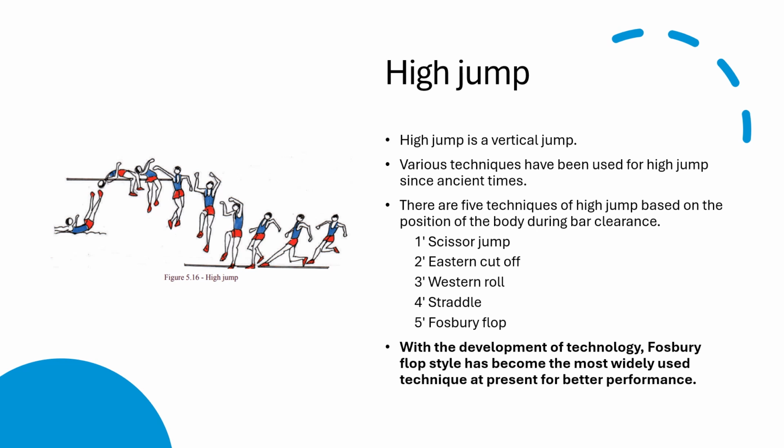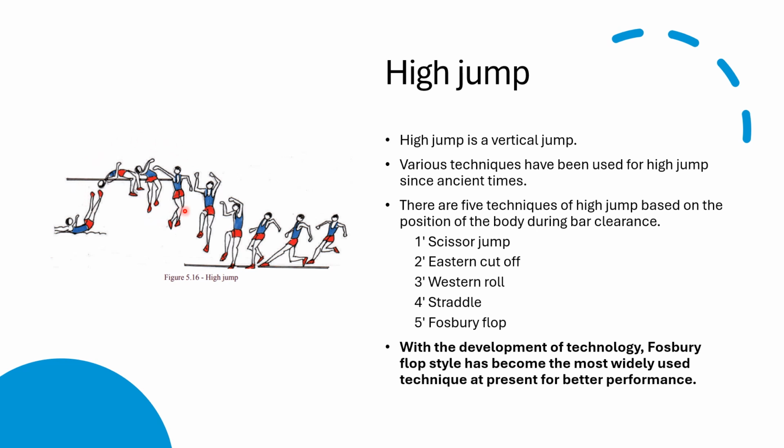So on the vertical jumps, we are going to talk about high jump. High jump is a vertical jump, and just like long jump, there are many techniques used for high jump since ancient times. And there are 5 techniques of high jump based on the bar clearance, which is the third stage of high jump. High jump also has 4 stages in the way it is performed. Let's have a look at it in the next slide.